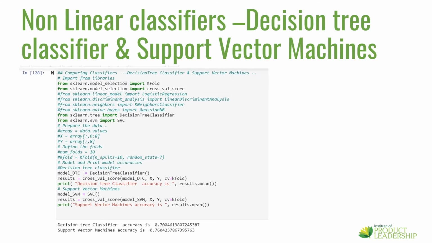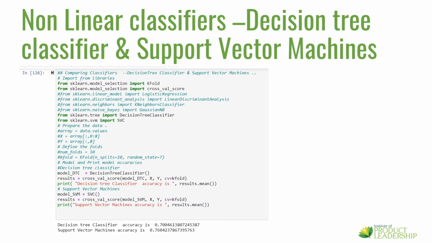Finally, let's look at the rest of the 2 nonlinear classifiers, that is decision tree classifier and support vector machines. We start by importing k-fold cross-validation score, decision tree classifier, and support vector machines from sklearn library. Split the dataset into feature matrix x and independent variable y.